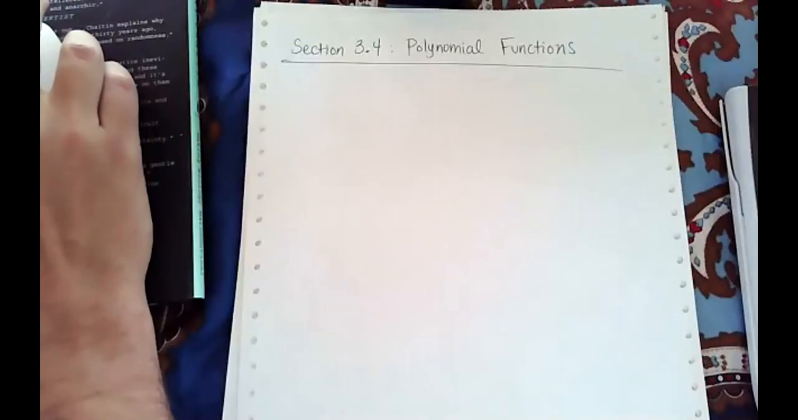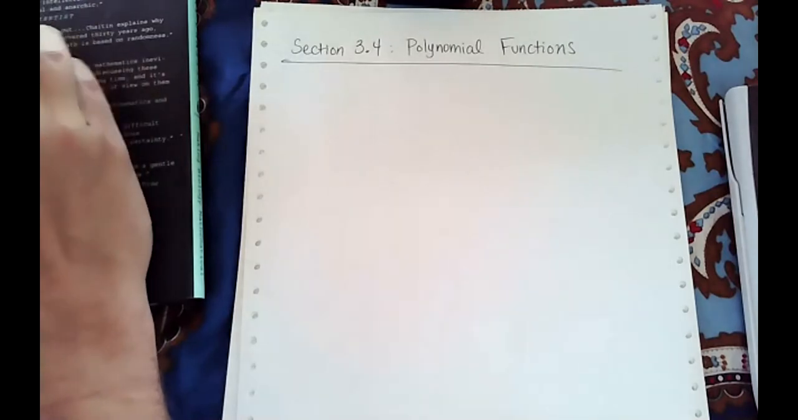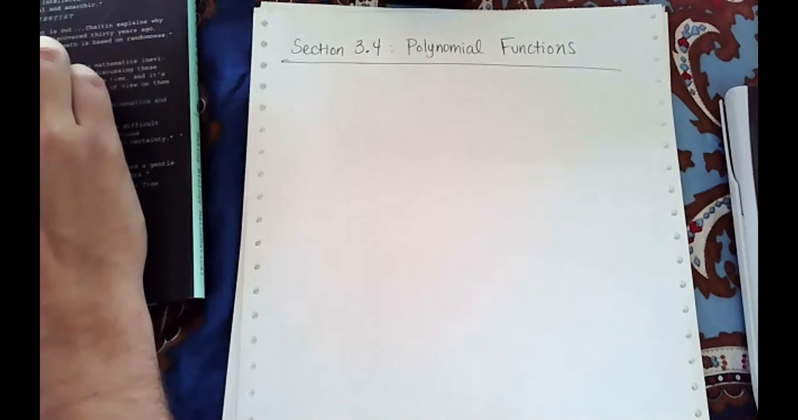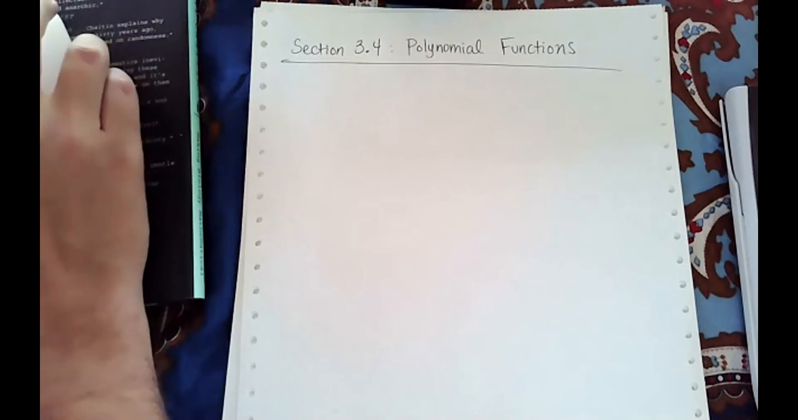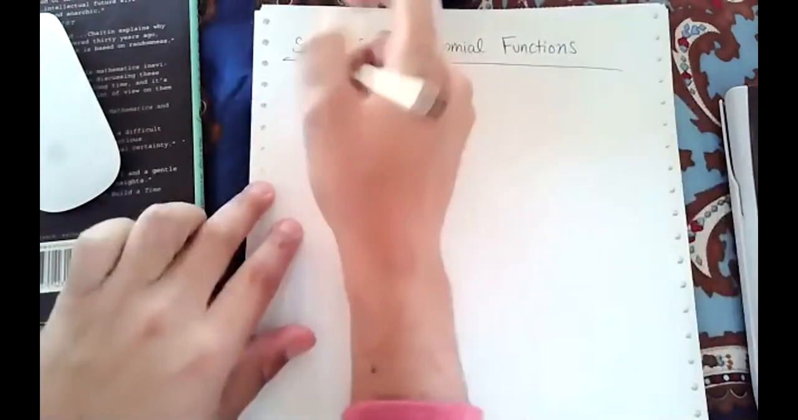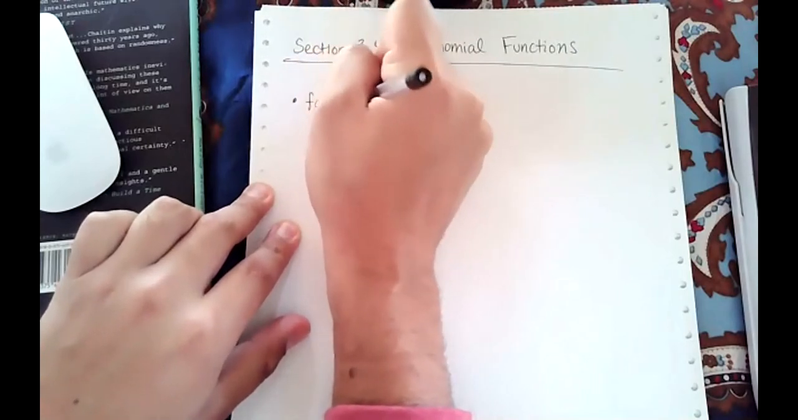I want to start off with a review of this material that we covered towards the end of class last time. Okay, so last time we had just started on looking at polynomial functions. And polynomial functions have two forms. The first form of the polynomial function I'm going to refer to as factored form.